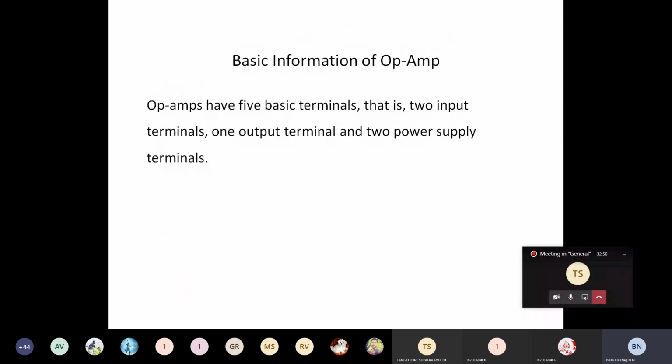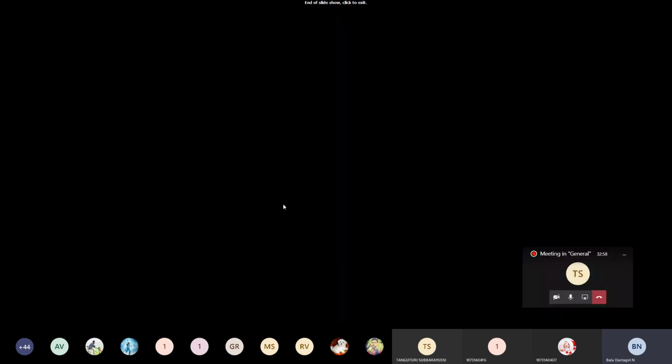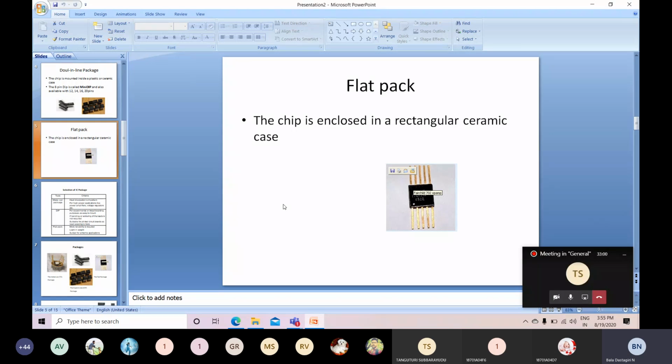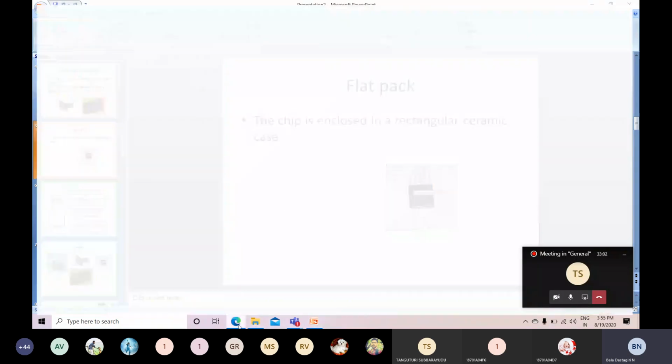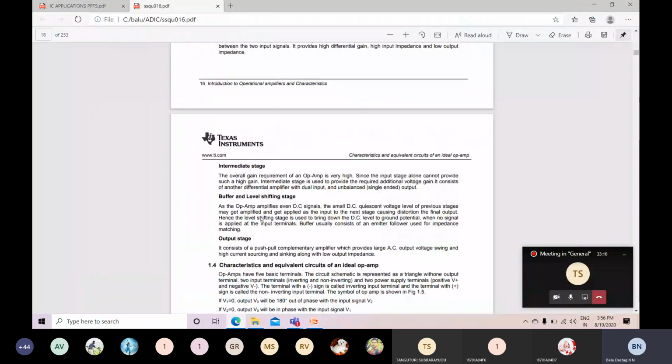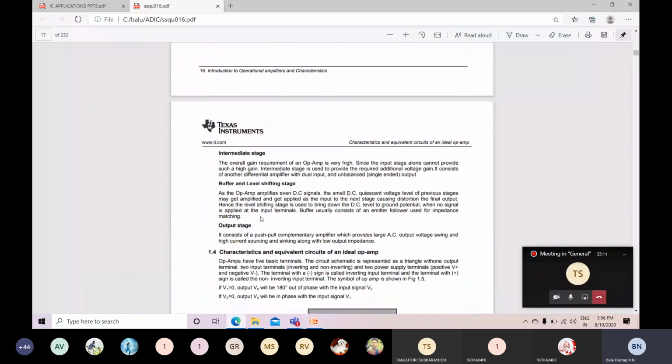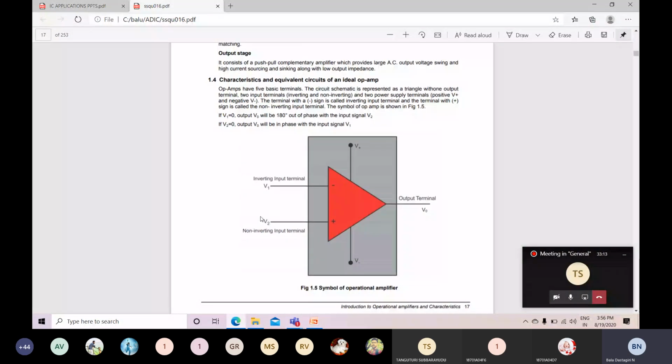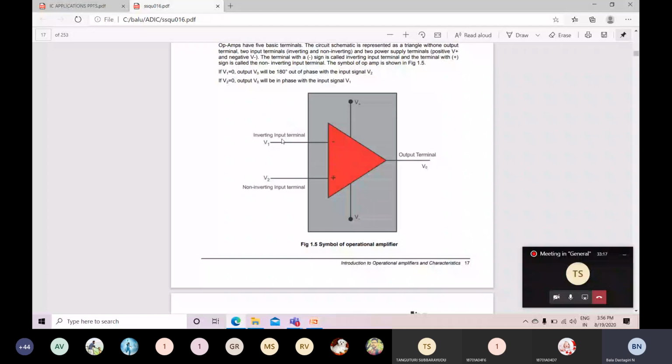So these are the basic things about your op amp. Let us see here. First, this is the equivalent characteristics. This is the symbol of the operational amplifier which we have seen just now: inverting input terminal, non-inverting input terminal, the positive and negative power supplies, and the output terminal.